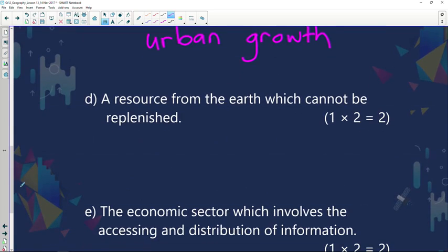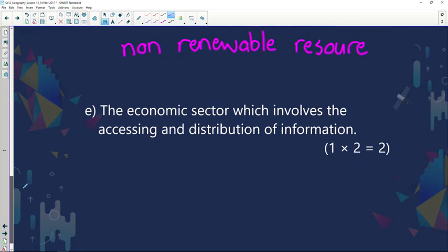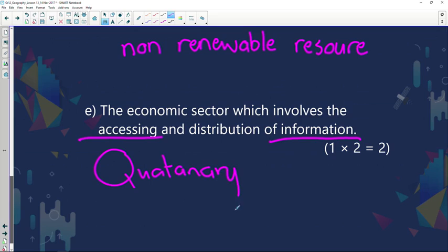A resource from the earth which cannot be replenished, that is non-renewable. Resources such as gold, platinum, or coal. The economic sector which involves distribution of information and accessing of information is known as the quaternary sector. For instance, IT, Google, etc.